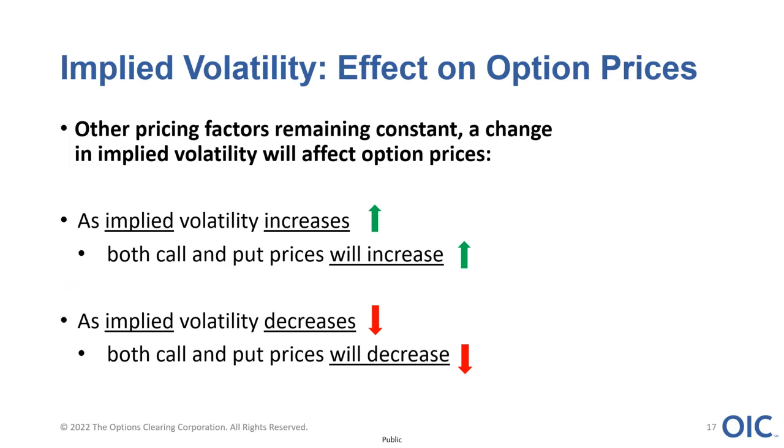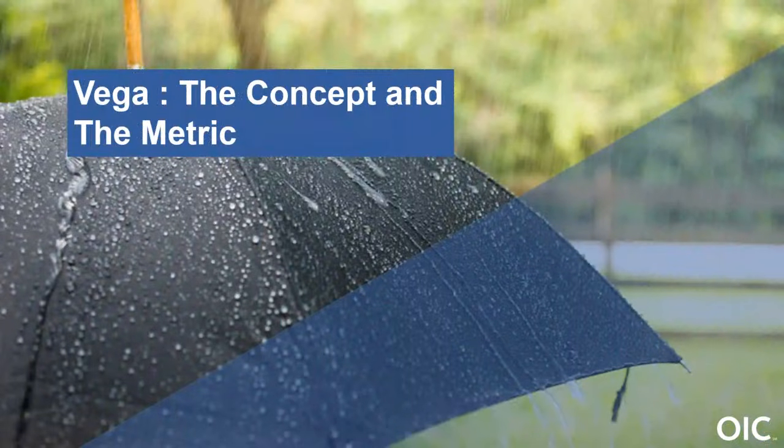A lot of people ask, okay, that's great. Now I know that vol and implied volatility levels are moving option prices. Well, how much can I expect them to move when implied volatility moves? Let's talk about Vega as a concept and as a metric to help you understand how much these options are moving based on just how much the implied volatility is moving. First and foremost, let's define Vega.